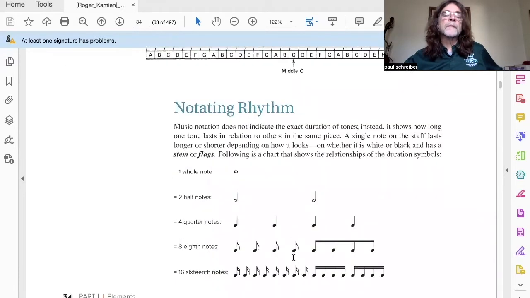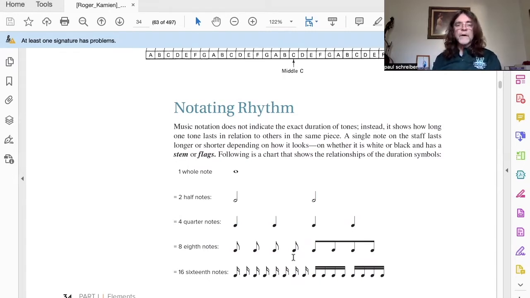Notating rhythm. All right. So when we notate rhythm, we have various types of notes. We have whole notes. A whole note, in general, is going to be 4 beats. It depends on the meter you're in, but a whole note would be 4 beats. It would be 1, 2, 3, 4. So we would just play it: 1, 2, 3, 4. Then we could change, 1, 2, 3, 4, and so on.